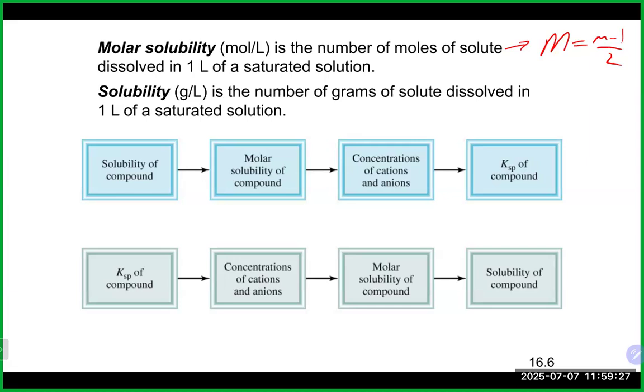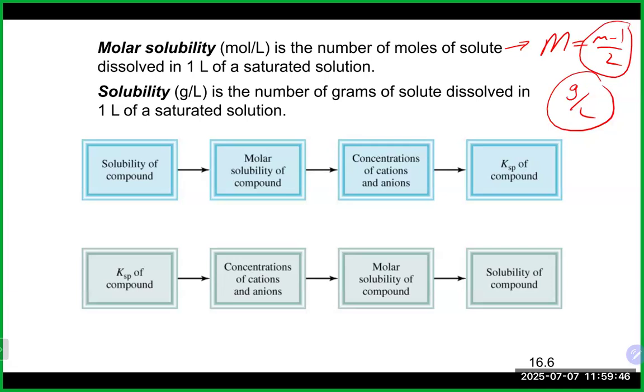So when you're asked for the molar solubility of something, you're basically asked for the molarity of that thing. The other one is sometimes just referred to as solubility in grams per liter, and that is the number of grams of the solute you could dissolve in a liter of solution. So these are two very common solubility units that we come across in this short chapter.